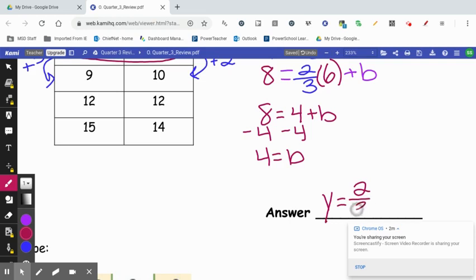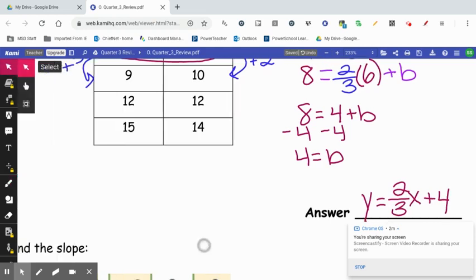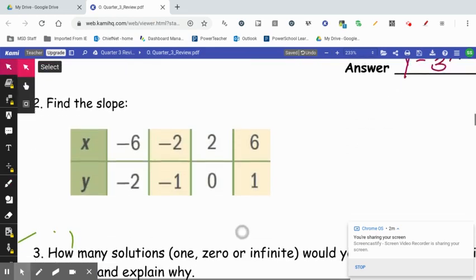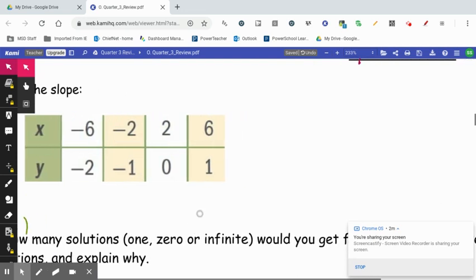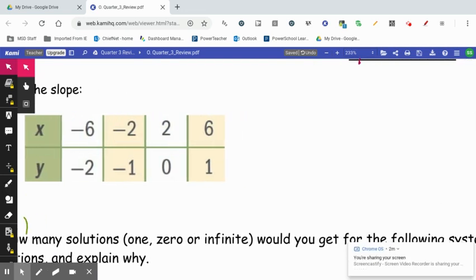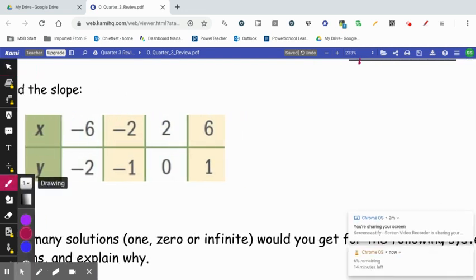Okay, question number 2 says find the slope. Now we just did that in the problem before. We have to find the change in y and divide it by the change in x. So to get from -2 to -1, we have to add 1. To get from -6 to -2, we're going to add 4. Y over x gives us 1 over 4 as our slope.